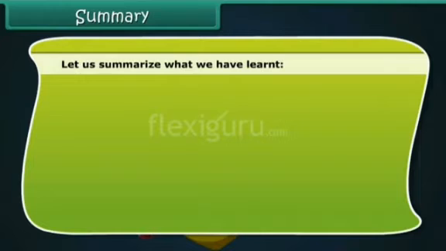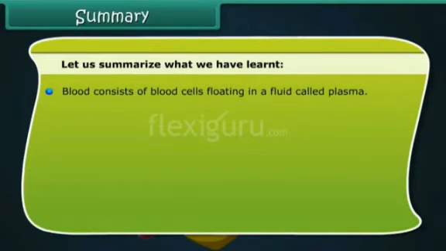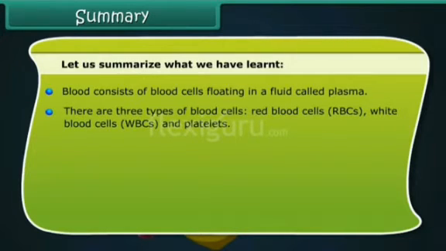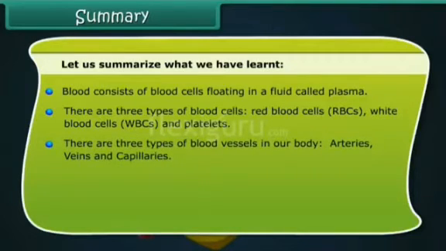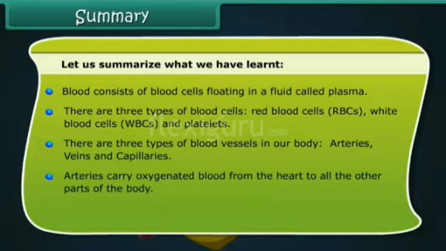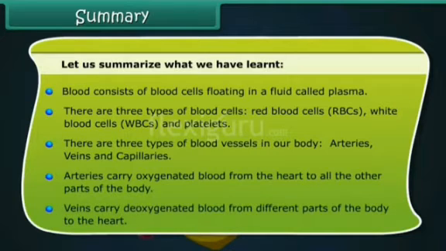Summary. Let us summarize what we have learned. Blood consists of blood cells floating in a fluid called plasma. There are 3 types of blood cells: red blood cells, RBCs, white blood cells, WBCs, and platelets. There are 3 types of blood vessels in our body: arteries, veins, and capillaries. Arteries carry oxygenated blood from the heart to all the other parts of the body. Veins carry deoxygenated blood from different parts of the body to the heart.